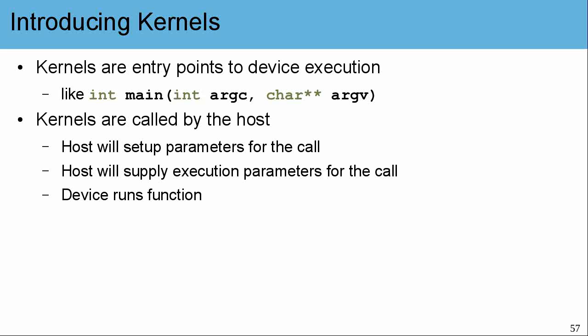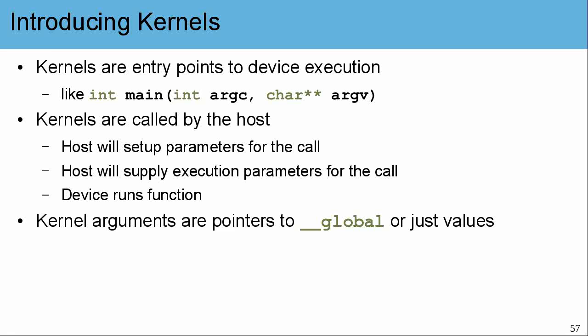The host is going to set up parameters for the call, which control the execution. And the host is also going to set up the argument list, and it's going to supply it. And then it's going to issue a host API call that says, okay, go ahead and execute this. Let me know when you're finished. So that's the complete picture. And the device is going to run that function.